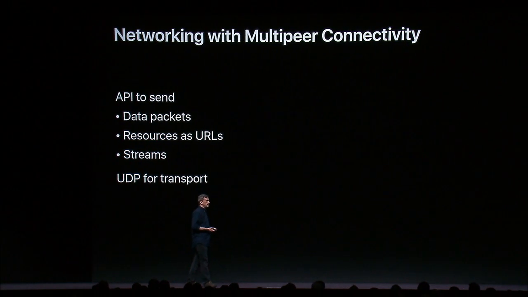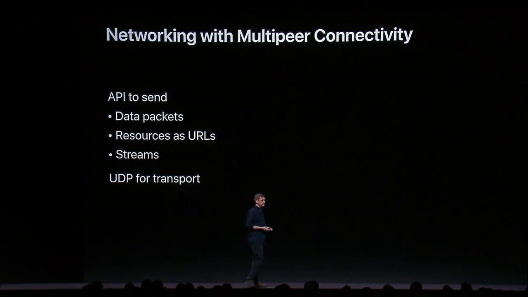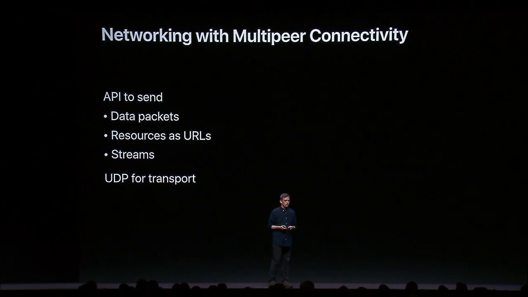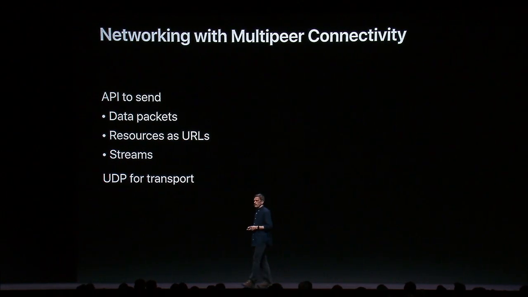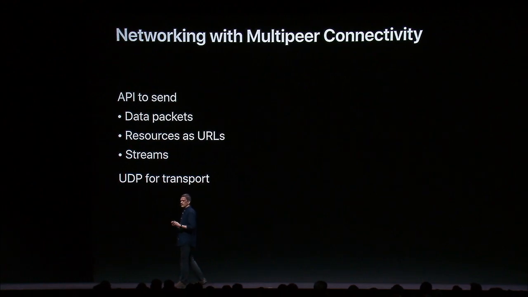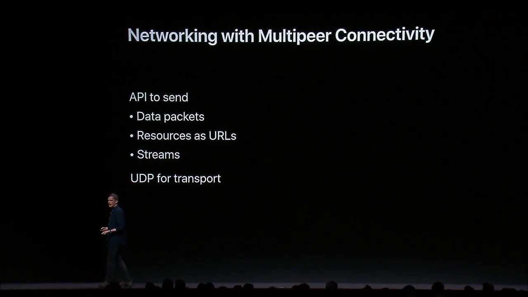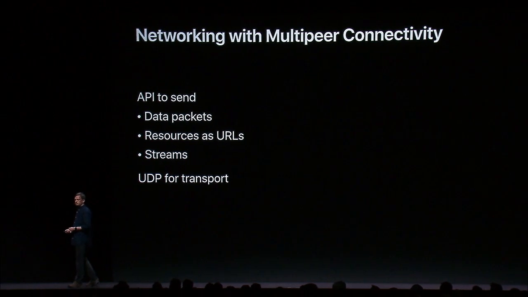Under the covers, multi-peer connectivity relies on UDP for the transport between devices. This gives a low latency, great for applications like games. Now, UDP inherently doesn't guarantee delivery, so multi-peer connectivity lets you make that decision and specify whether a particular data packet is to be sent reliably or unreliably. If you choose reliably, multi-peer connectivity takes care of the retries for you, so you don't have to worry about that in your code, even when you're broadcasting to all members of the session.